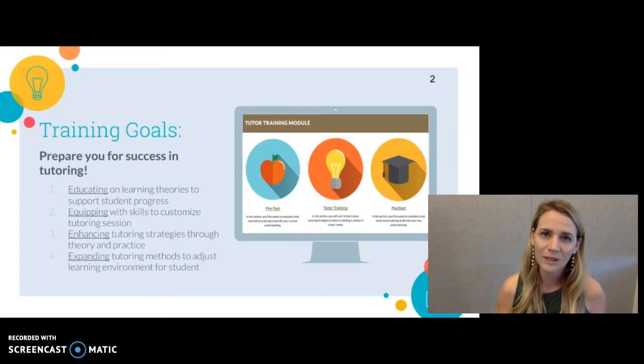In particular, we're going to be educating you on the different learning theories out there that really help to support student progress. We're also going to be equipping you with skills to customize your tutoring session. We're going to be trying to enhance your tutoring strategies by providing some really customizable learning theories and tutoring theories and the different ways in which to approach those theories in a tutoring session. And then lastly, we ultimately want to expand your tutoring methods and approaches to be able to adjust learning environments to best meet student needs.